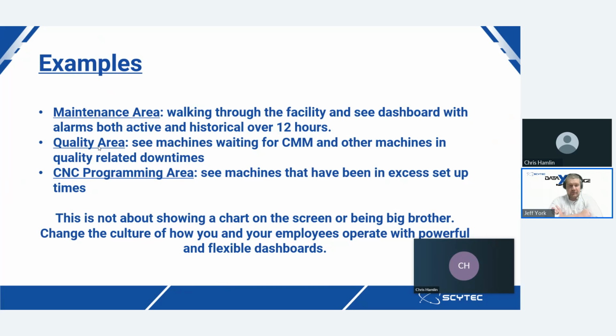Next would be the quality area. You see that a bunch of machines have been waiting for CMM and other downtime related statuses. That can be helpful to get things up and going and make sure everything is running in a normal cycle time. The next would be a CNC programming area to see the machines that have been in excess setup for too long, where we're delaying the start of production. And this could be very hurtful to people in a high mix but low volume production setting.